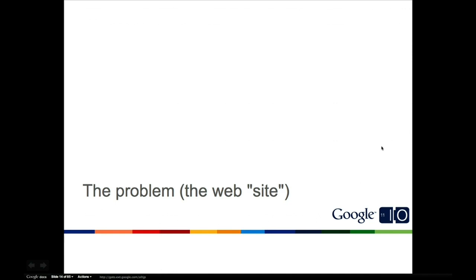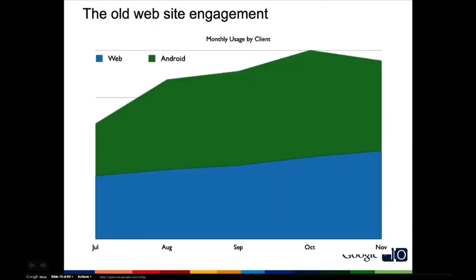So back in August of last year, we had launched our iPhone apps. We had launched our Android app. And we noticed a problem. We noticed that the web application's engagement was trailing our mobile applications by quite a bit.